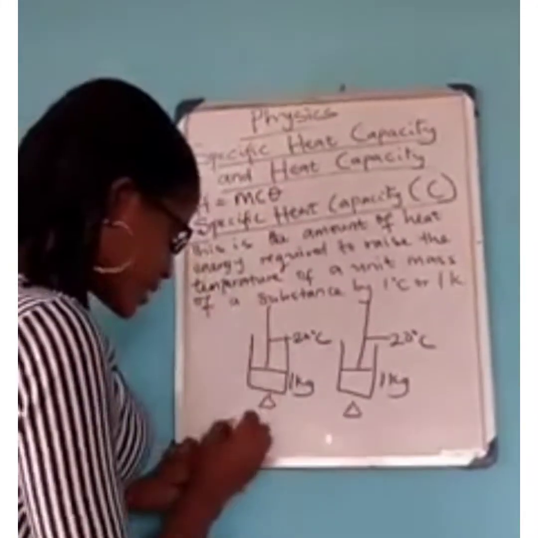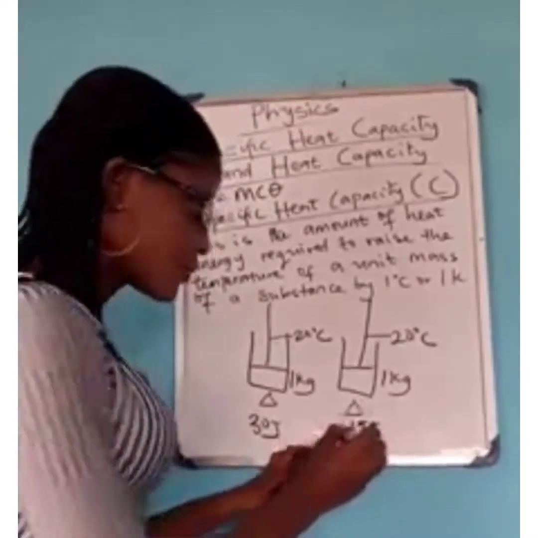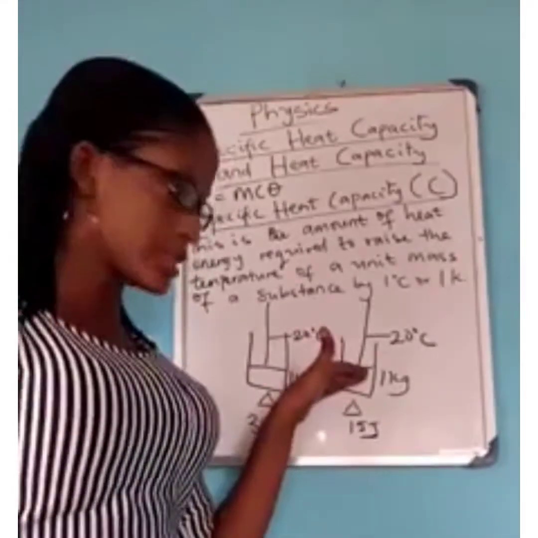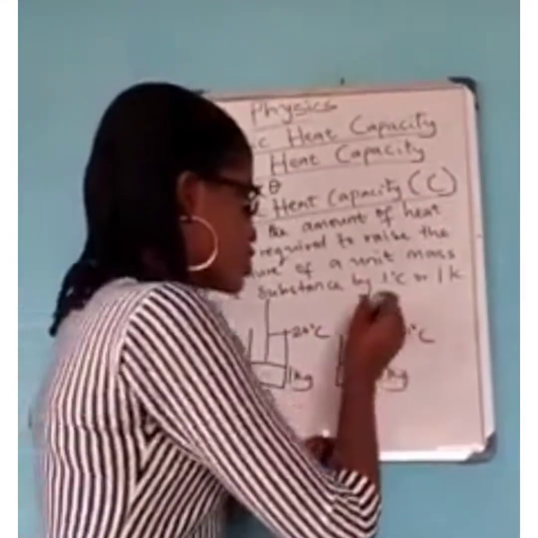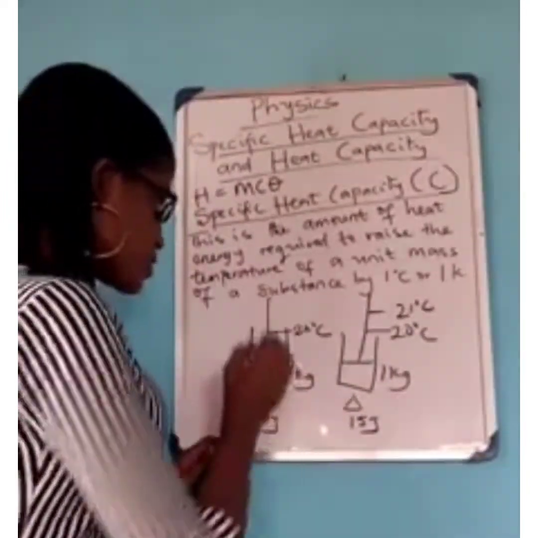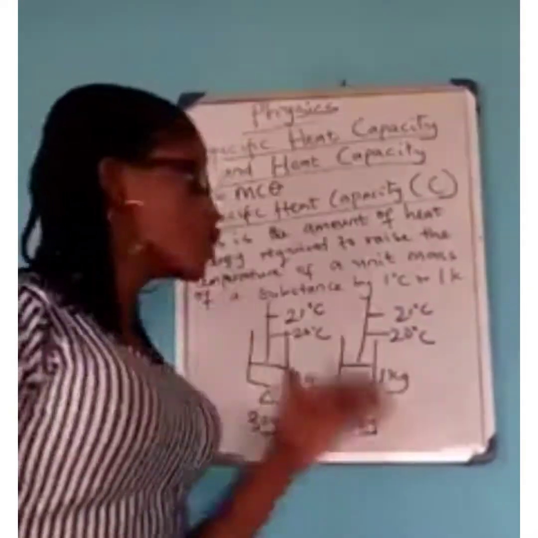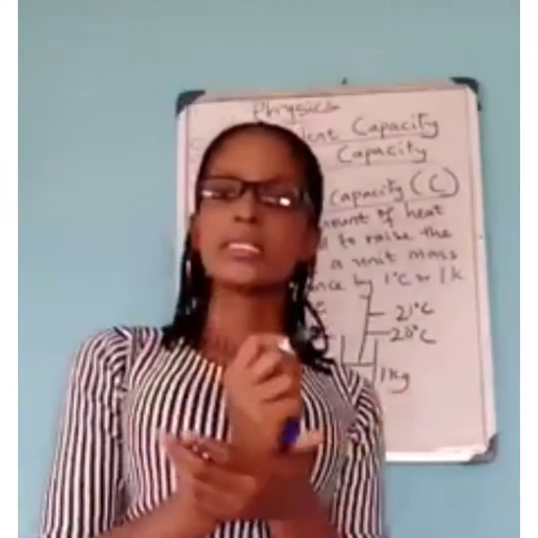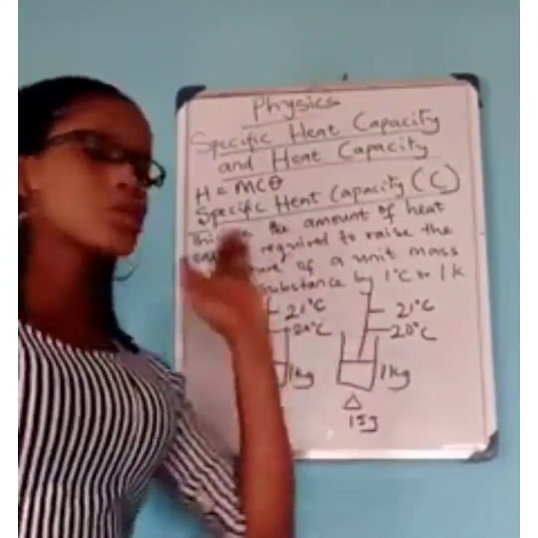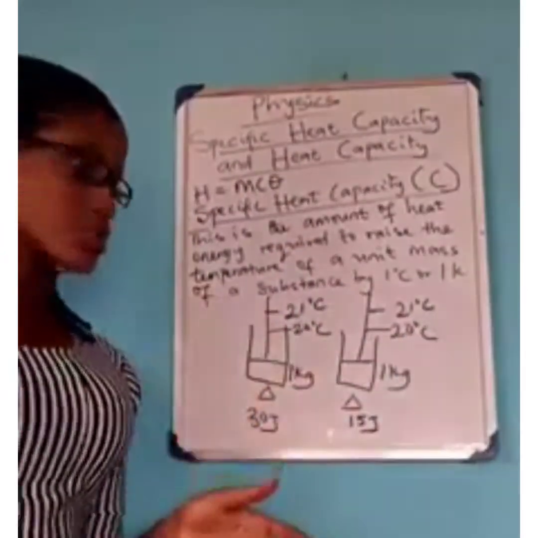So if here maybe we need, let me say 30 joules, and here we need just 15 joules. Here we need 15 joules to raise this 1 kilogram of sample from 20 degrees Celsius to 21 degrees Celsius. And here we require just 30 joules to raise it from 20 degrees Celsius to 21 degrees Celsius. So in essence, specific heat capacity is simply the amount of heat needed to raise just 1 kilogram of a substance by 1 degree Celsius.